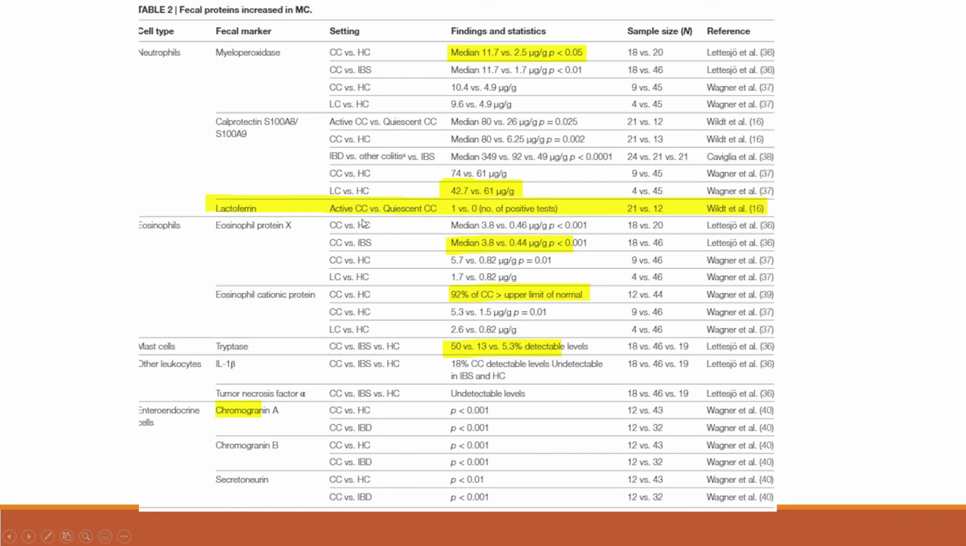Given the fact that lactoferrin is cheaper than calprotectin, I think this could be an interesting area for potential research, if we have to define a cutoff value for lactoferrin in microscopic colitis. Not a single study has defined one; they only described positive and negative.